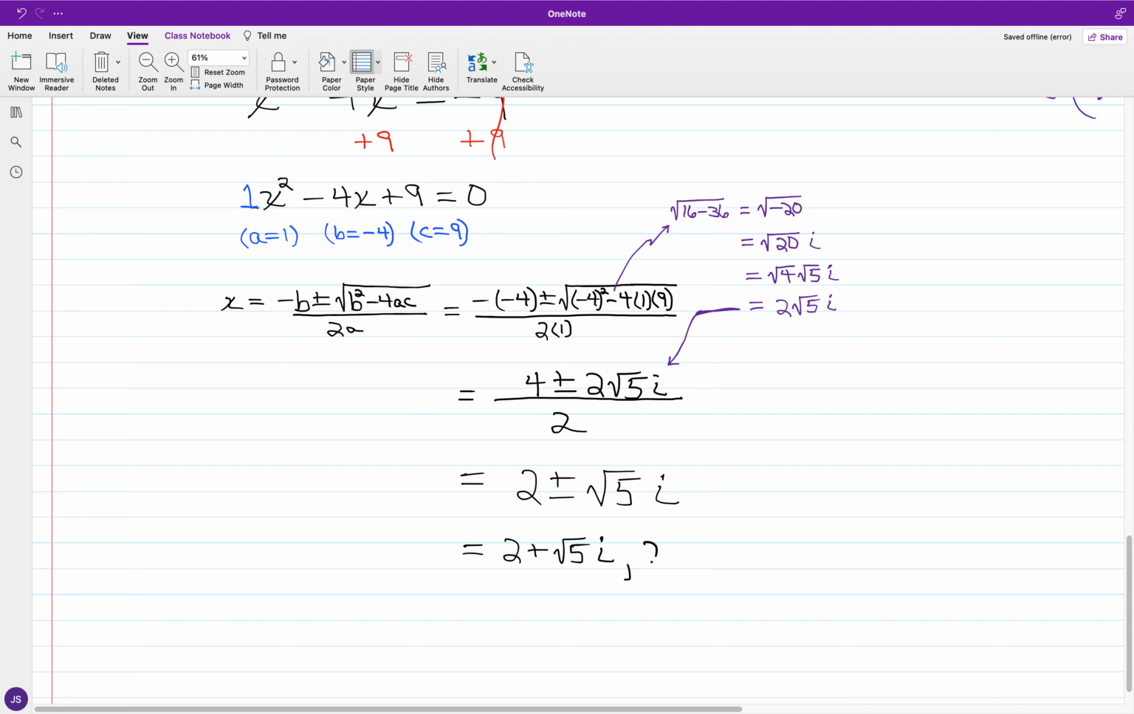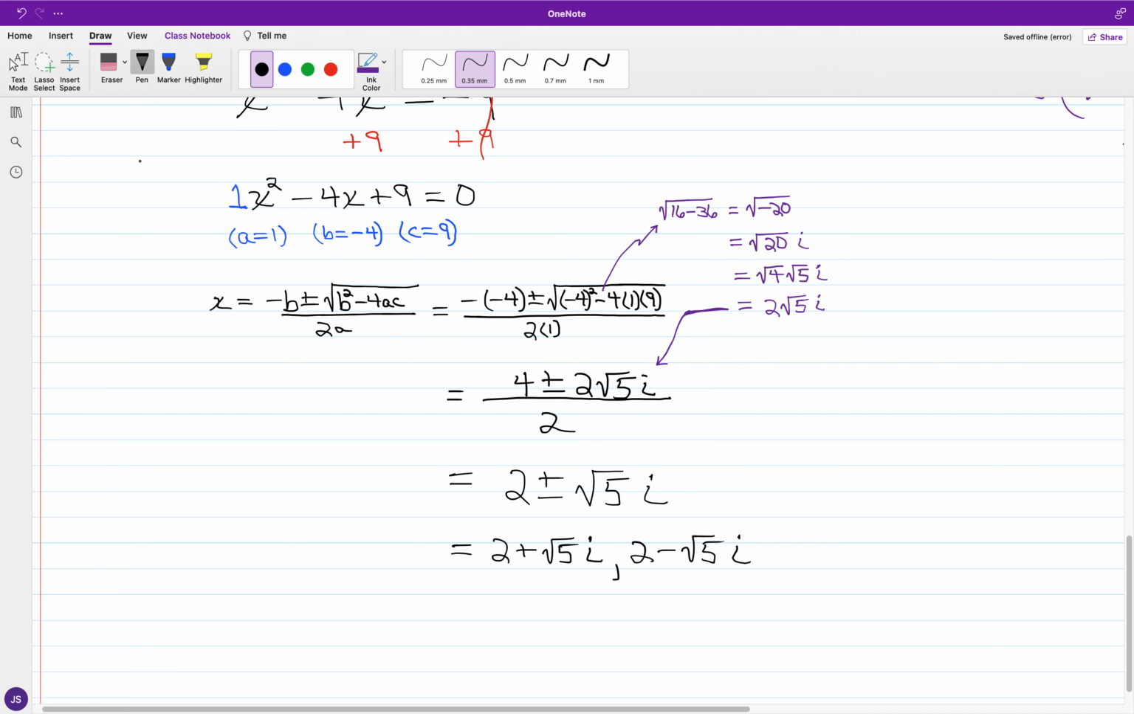And also, separately, we have 2 minus the square root of 5, multiplied by i. And again, i remains outside the radical.